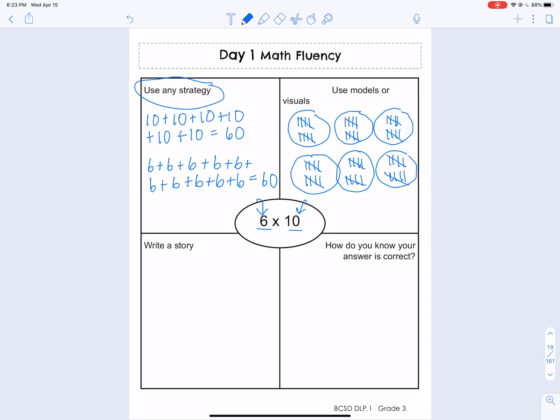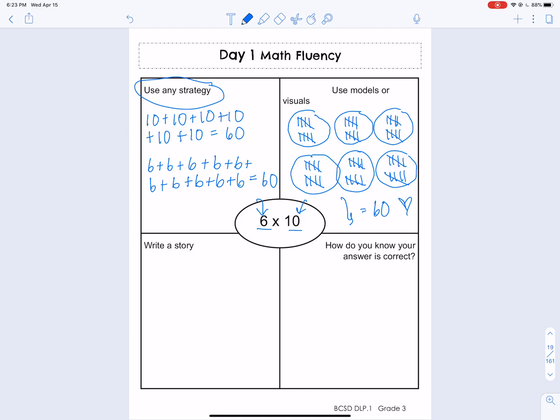And I know that if I go back and I count by tens, 10, 20, 30, 40, 50, 60, I've once again proved my answer is 60. Yay. Okay, so moving on, we're going to do the next box, which is write a story.